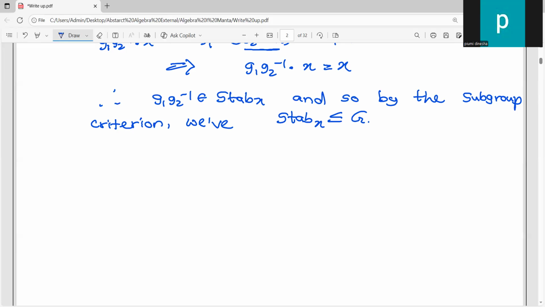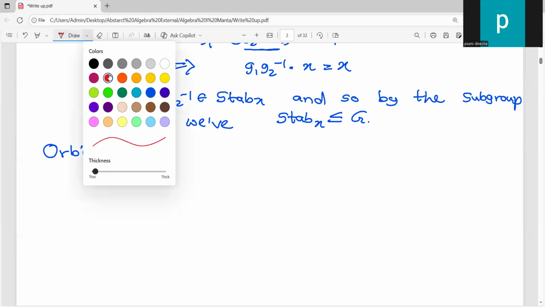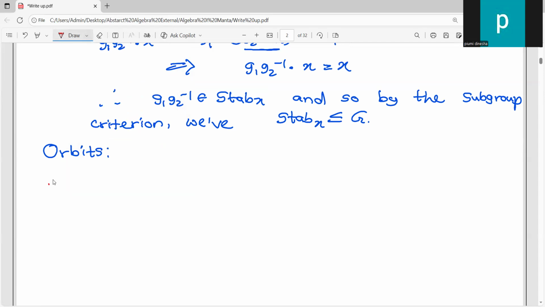Right. So the next is orbits. First of all, let me state this theorem. We are going to define an equivalence relation, and the equivalence class we will define as the orbit. Before we get to that part, let's go over this theorem.